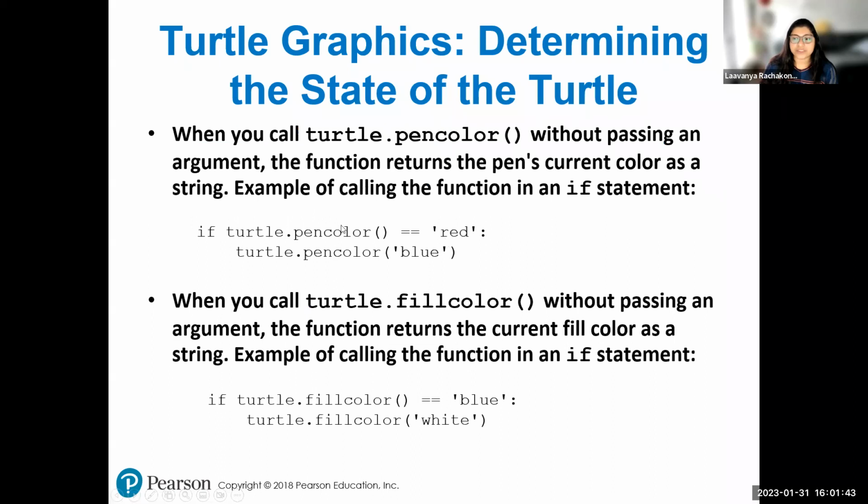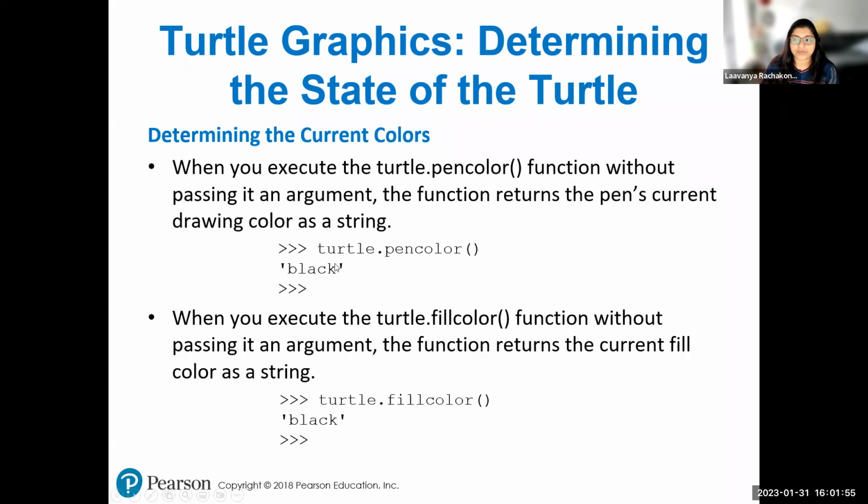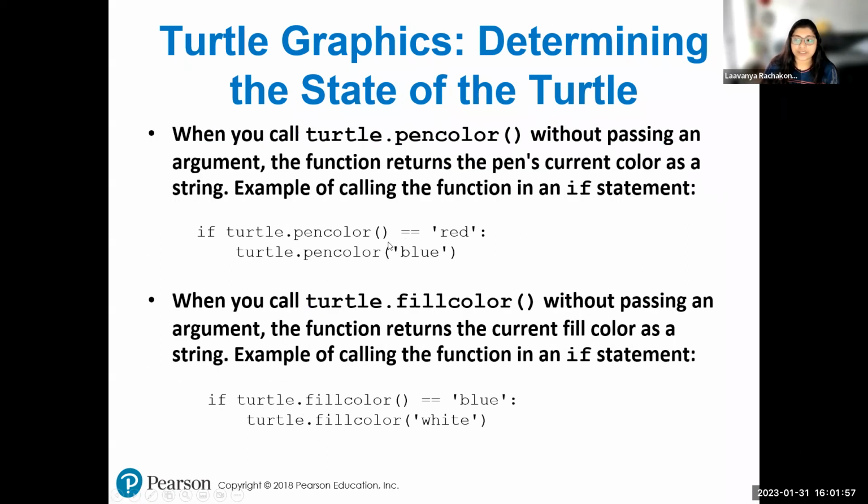So if you want to change that, if turtle.pencolor is equal to red, you're checking if the turtle.pencolor, let's say it is black from here, is still equal to red. If it is not, you're just continuing the program; if it is, then you're changing it to blue. Same thing, if turtle.fillcolor is equal to blue, you're checking if the turtle's fill color is blue. If that is the case, you are changing that to white.